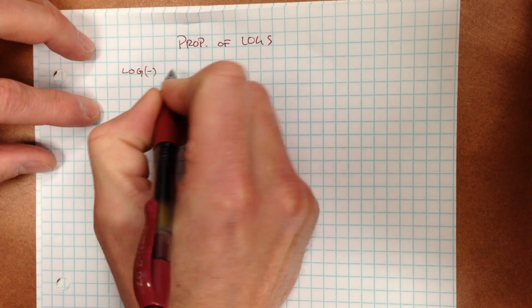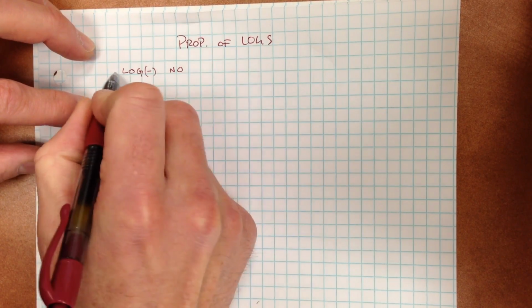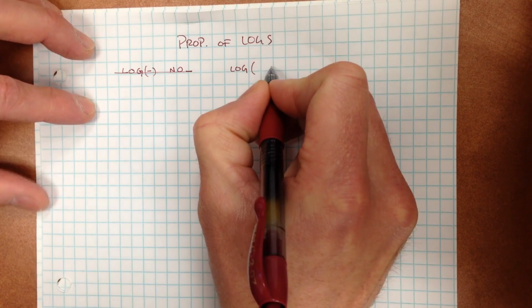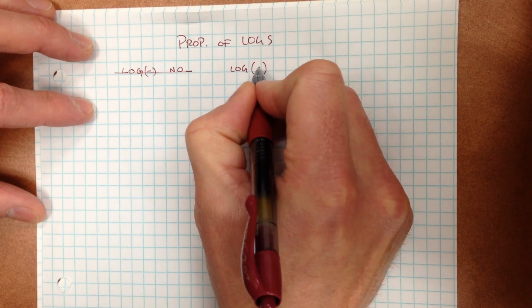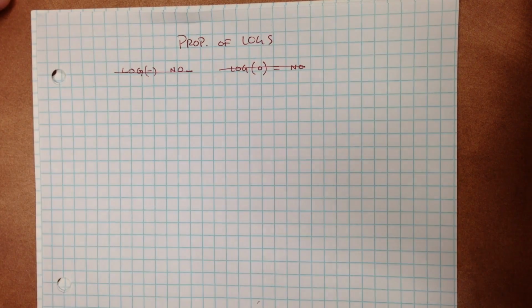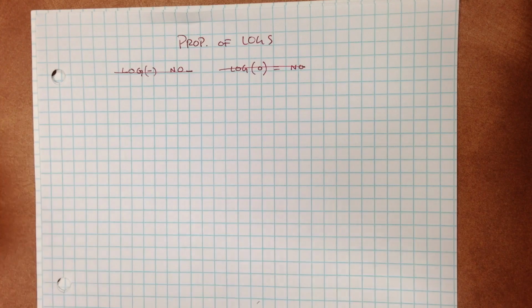Log of a negative number, no way. Can't do that. We also cannot take the log of 0. No way, not possible, can't happen. You can refresh on some of my other videos about logs.